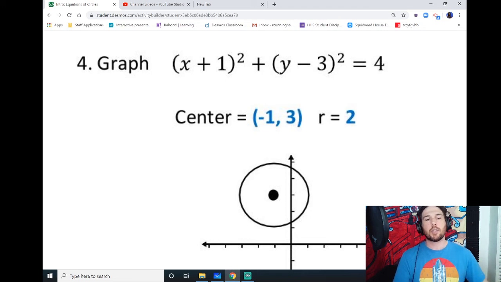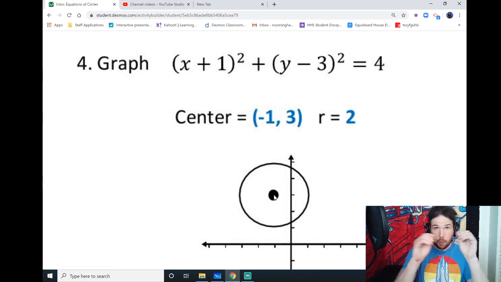If I have x plus 1 squared plus y minus 3 squared equals 4, okay, well, h is negative 1 because this x plus 1 is the same thing as x minus negative 1. K is 3, so the center is negative 1, 3. And on the other side of the equals, 4 is r squared, so the radius is 2. So we take an ordinary pencil, I suppose, and make a dot at negative 1, 3. And then you would open up the compass until it was 2 units wide, and you would make that circle.